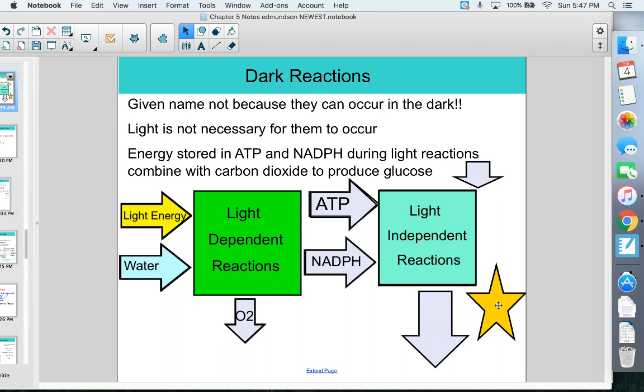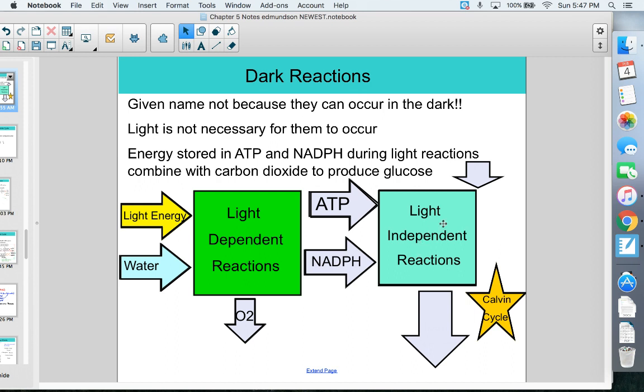Okay, rather than calling it the light independent or the dark reactions, we can also call it the Calvin cycle, because Calvin was the scientist that studied this and named it after himself, of course. Sometimes it's also referred to as the Calvin-Benson cycle because Benson was Calvin's sidekick. I normally just keep it sweet and short and call it just Calvin cycle if I'm talking about that.